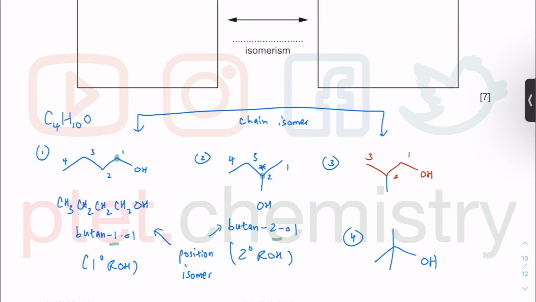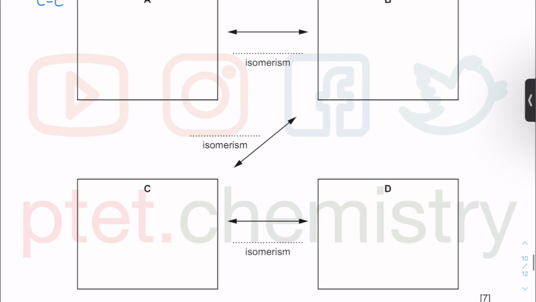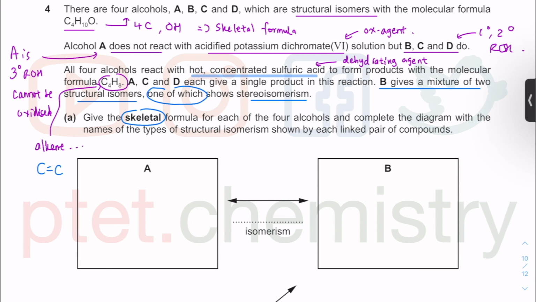So this must be the tertiary alcohol. The carbon bonded to the OH is bonded to 3 other carbons. So there are 4 carbons, 3 hydrogens, 3 hydrogens, 3 hydrogens. Carbon forms 4 bonds, so you only show 1 bonded to the carbon. 1, 2, 3 hydrogens, and another hydrogen there, so 10 hydrogens. This is your tertiary alcohol, which means this must be A, because A was your tertiary alcohol that cannot be oxidized by the acidified K2Cr2O7. So that is the skeletal formula for this tertiary alcohol.